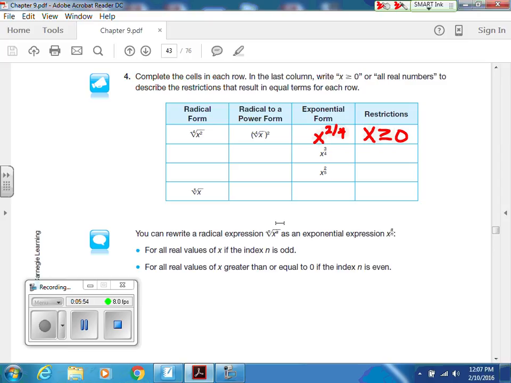Now this one, they gave us exponential, and we've got to go back to radical. X to the 3/4. Okay? So there's going to be an x right there, 4 on the outside, 3 on the inside. Any restrictions?